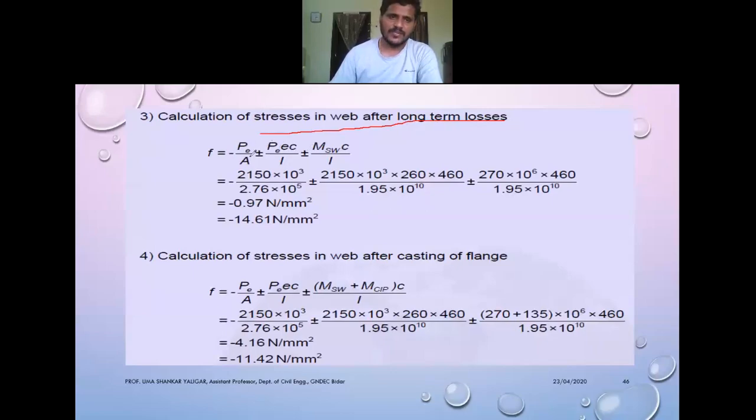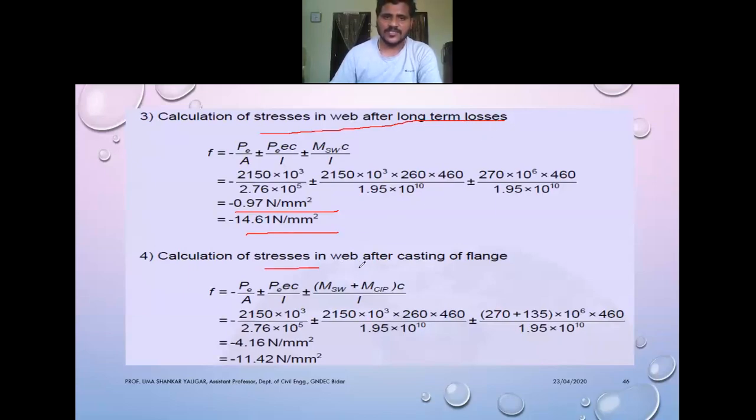Then again, PE by A, this is due to the eccentricity, and this is due to the self weight. Here we know all the values, the only thing is that P also is given. If you substitute all the values, you will get stress at the top as minus 0.97 Newton per mm square, stress at the bottom as minus 14.61 Newton per mm square. These are the stresses at top and bottom in the web after long term losses.